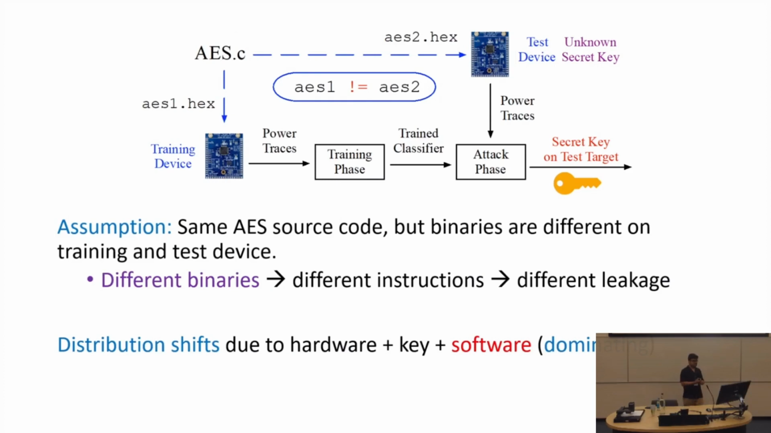So this is our overall collection setup, and our assumption is that we run the same AES encryption code, in our case tiny AES, on both microcontroller devices, but the binaries are different on the training and test device. This could be due to a number of factors such as compiler version, system configurations, etc. And the idea behind this is different binaries lead to different instructions which cause different leakages. So here the distribution shifts are not just due to hardware and key, but also the dominating factor here is software.